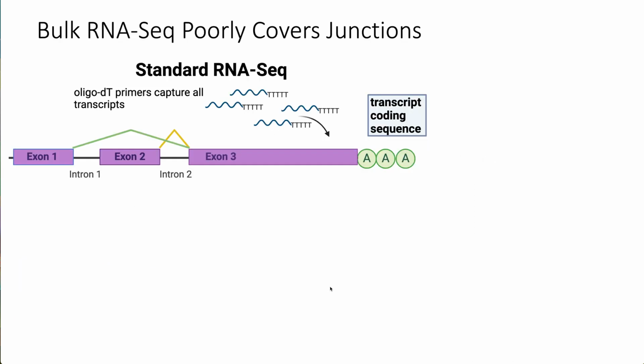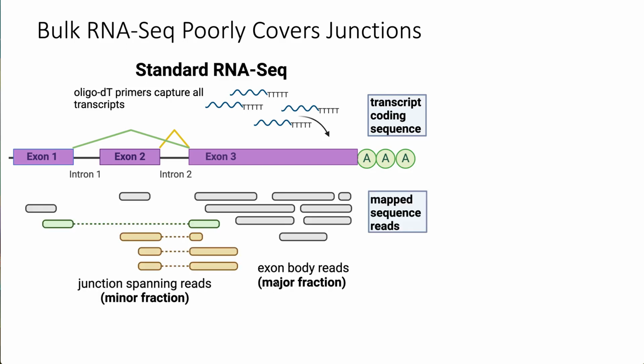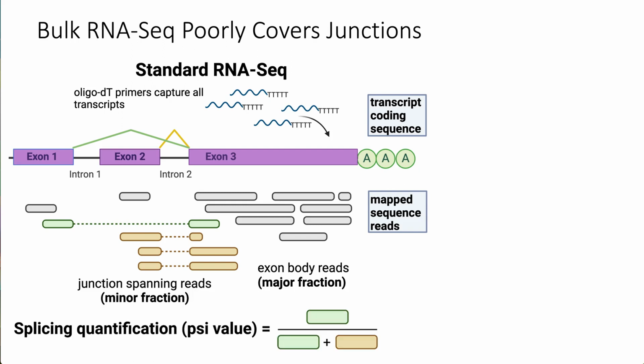To get started, I first wanted to review how we generally study splicing using standard short-read RNA sequencing, which involves capturing transcripts in an unbiased manner using oligo-dT primers, resulting in the following distribution of reads. Most of the reads are exon body reads that don't span junctions and are less important for splicing measurements. Only a small fraction of reads that we get back are the junction-spanning reads that are truly critical for quantifying splicing.